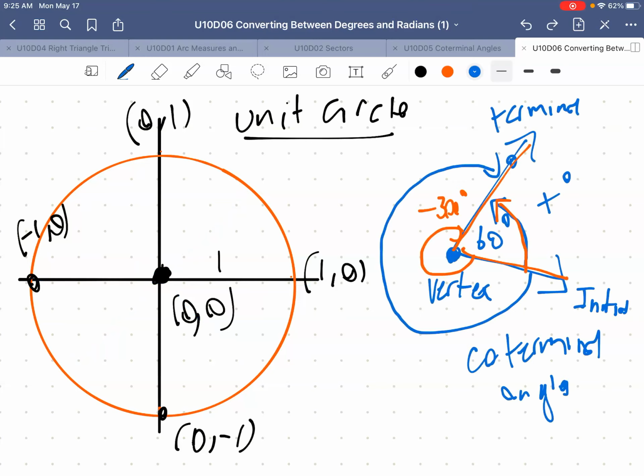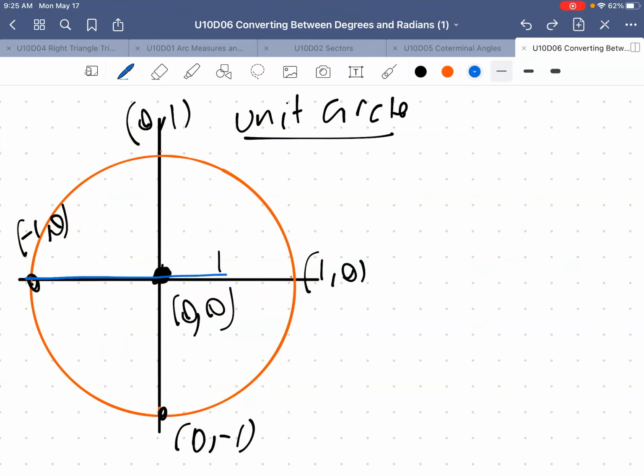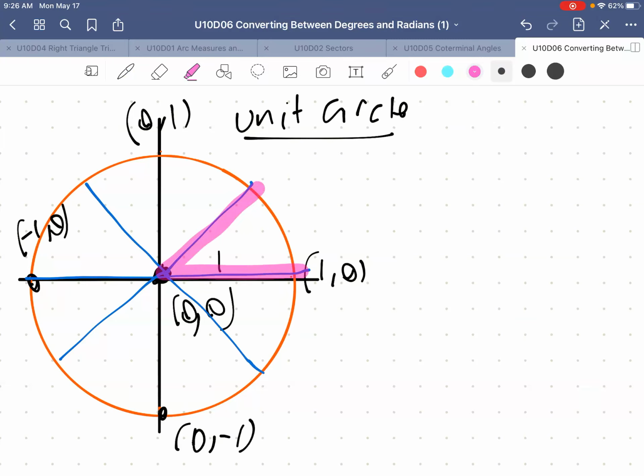Trying to do this evenly. So each half will have 3 sections, and that makes this angle here 60 degrees, because 60 plus 60 plus 60 will add up to 180 degrees.